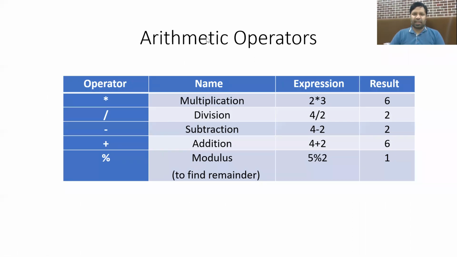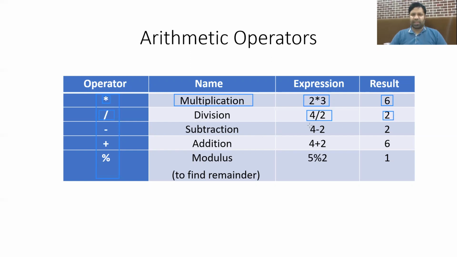As you can see in the table, a total of 5 operators come under the category of the arithmetic operators. The first one is called multiplication, and it is a very basic operator. The symbol is the asterisk symbol. 2 multiplied by 3 and the answer will be 6. Easy for you to understand because you are already aware of basic mathematics. Division, this is the slash symbol for the division. 4 divided by 2, the answer is 2.